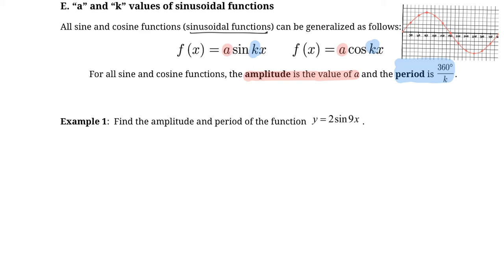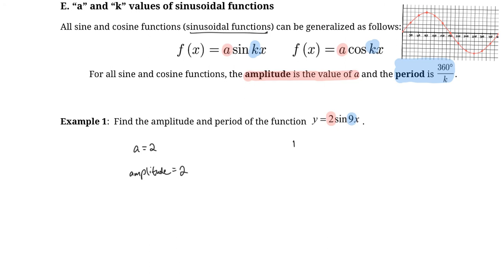So let's use that to find the amplitude and the period of our new function y equals 2 times the sine of 9x. So in this function, we have an a value of 2, and this is a vertical stretch by a factor of 2. And we have a k value of 9, and this would be a horizontal compression by a factor of 1 over 9. So all of our y values are being multiplied by 2, and all of our x values are being divided by 9. And since our value of a is 2, then this means that our amplitude is also equal to 2.